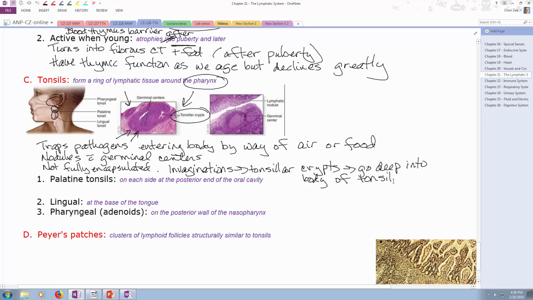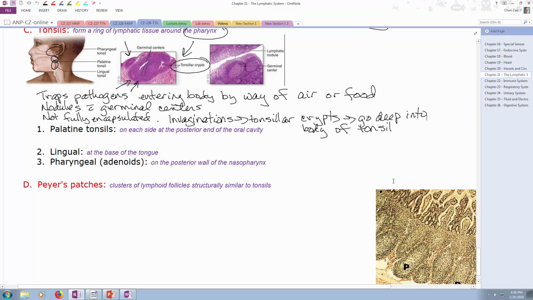Our palatine tonsils, remember, those are the big ones on either side of the oral cavity at the end, and these are largest and most commonly removed because of chronic infection. Lingual tonsils at the base of the tongue, you only see it if somebody's tongue is out for examination. And then pharyngeal tonsils are also referred to as adenoids, posterior wall of the nasopharynx, and they can cause some significant symptoms.